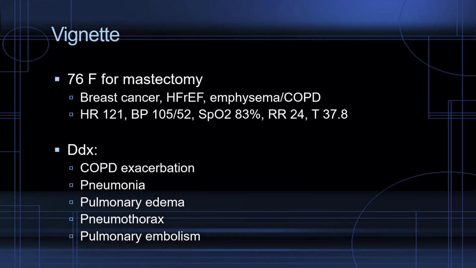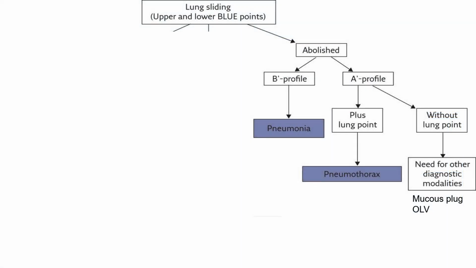So if we remember our little vignette, we've got a patient with a very wide differential diagnosis with vastly different treatments. Let's see what happens if we use the blue protocol. So we start by scanning the lungs, looking at those 3 blue points. We look to start with if there is any lung slide. Let's say there is no lung slide. If we've got primarily A lines below the pleura, then we look for lung point to diagnose a pneumothorax.